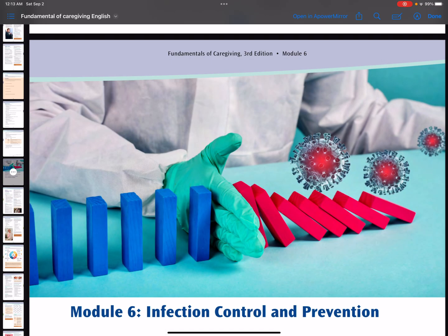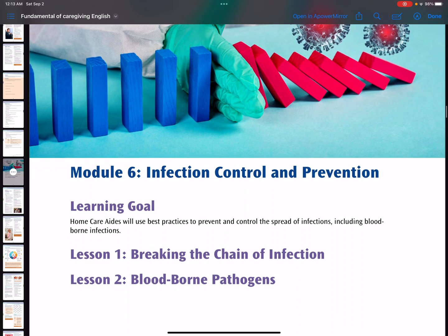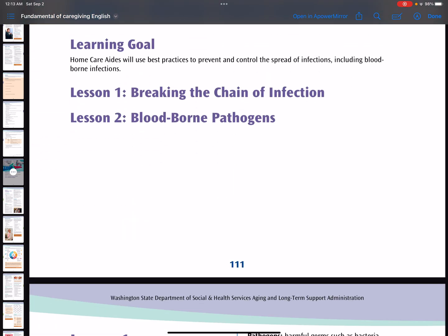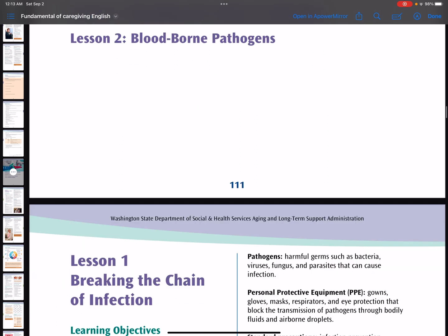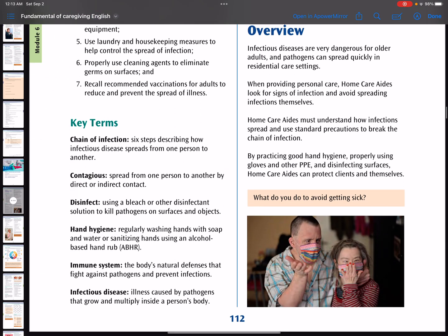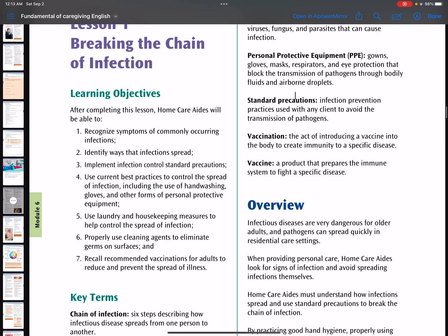Hello everybody, today we are doing Module 6 from the fundamentals book. Module 6 is infection control and prevention. I am on page 111 from Module 6. There are some key terms you need to know in this chapter. These are the key terms, and there are some more on this side.